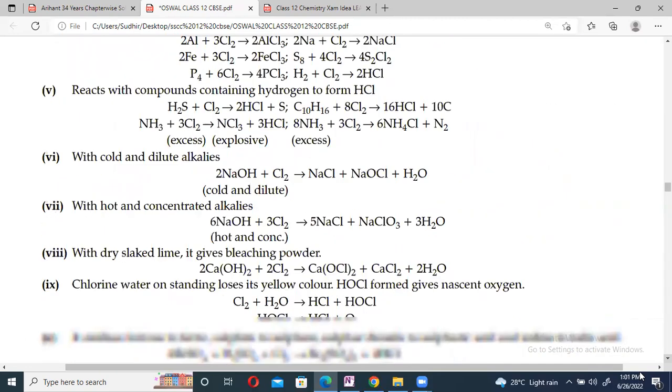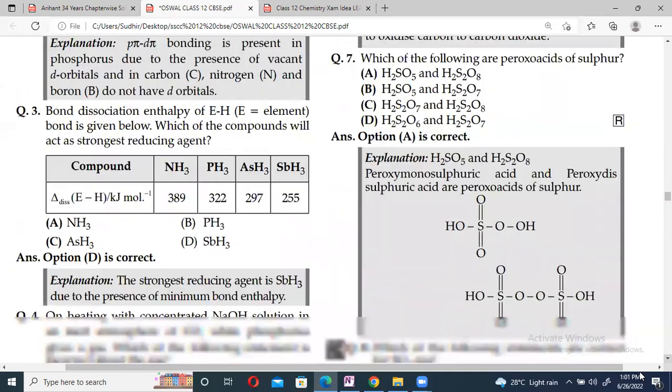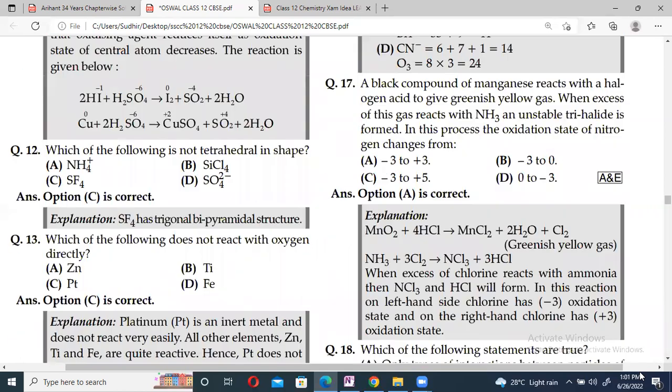I will try to do questions based on this topic because only the 16 group elements I want to discuss in the class, and I want you to go through the questions based only on the 16 group.